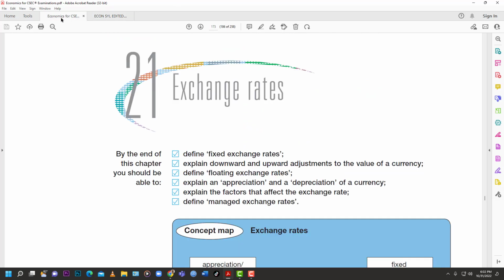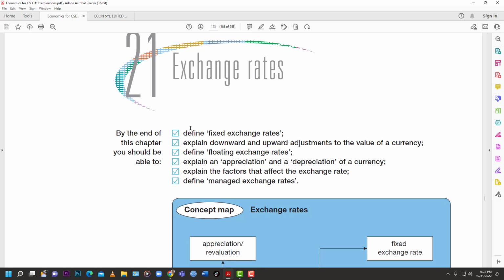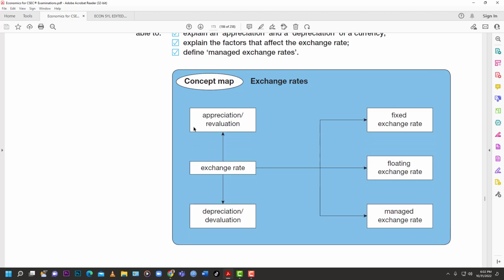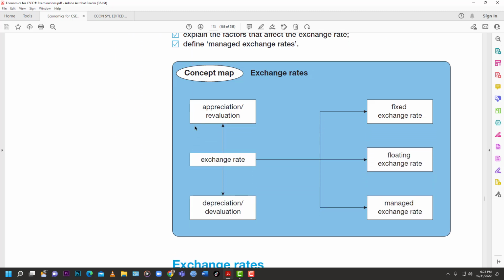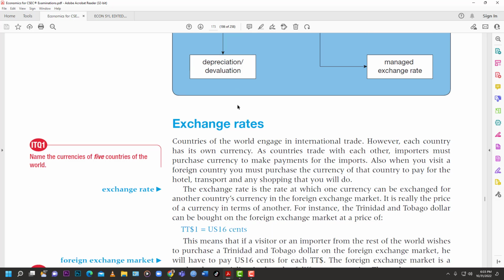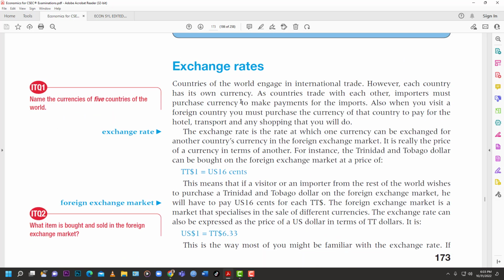So first things first, we turn to our textbook, exchange rate. And so you see our flow chart here to show what we're supposed to understand as it relates to exchange rates. So we have to know what exchange rate itself is, appreciation, depreciation, revaluation, devaluation, fixed exchange rate, floating, managed. And so we're going to chop them down one piece at a time. First things first, exchange rate.